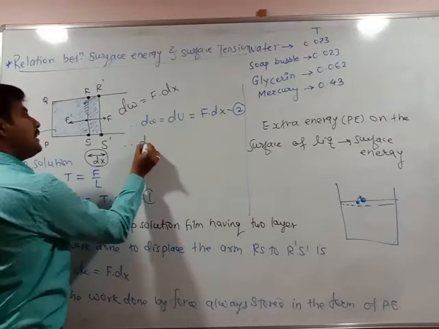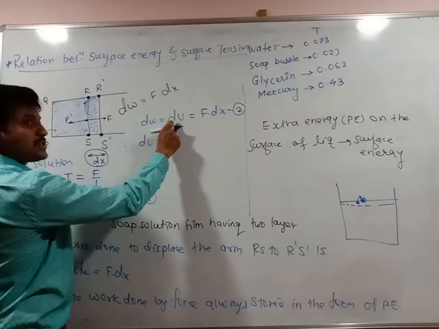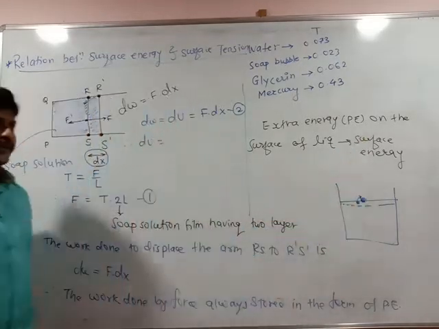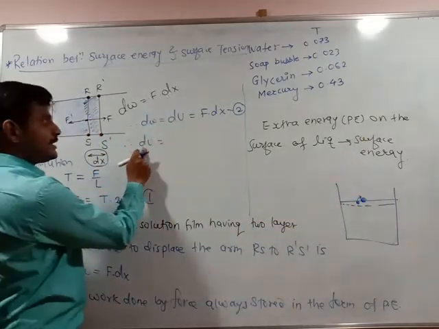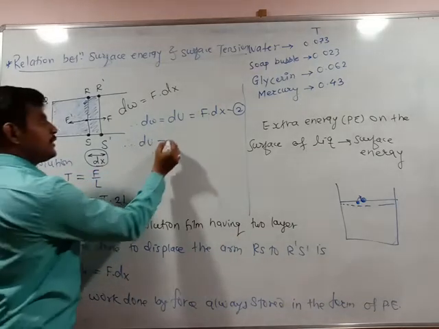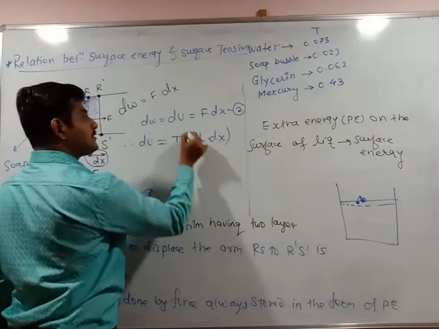Therefore, dU, whatever work is done, always stored in the form of potential energy. That increase in the potential energy is nothing but the surface energy. So dU, the surface energy, is equal to F. What is the value of F? T into 2L. T into 2L into dx.